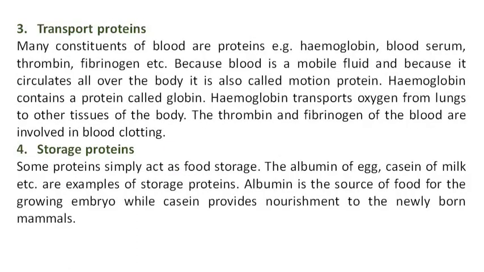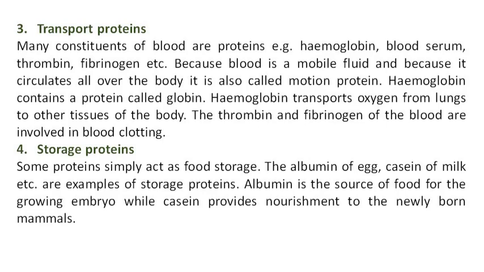Transport proteins. Many constituents of blood are proteins, for example hemoglobin, blood serum, thrombin, fibrinogen, etc. Because blood is a mobile fluid and because it circulates all over the body, it is also called motion protein. Hemoglobin contains a protein called globin. Hemoglobin transports oxygen from lungs to other tissues of the body. The thrombin and fibrinogen of the blood are involved in blood clotting.